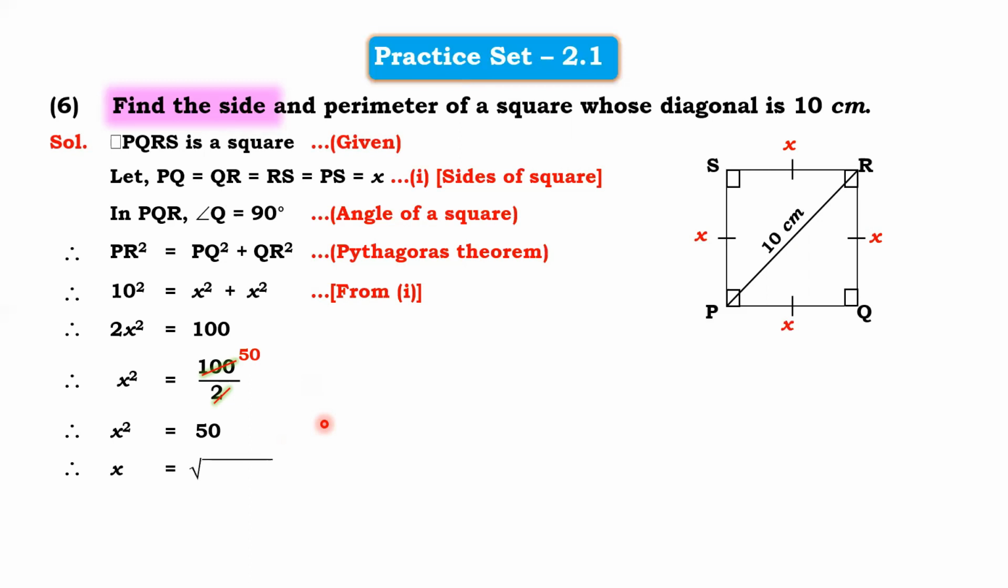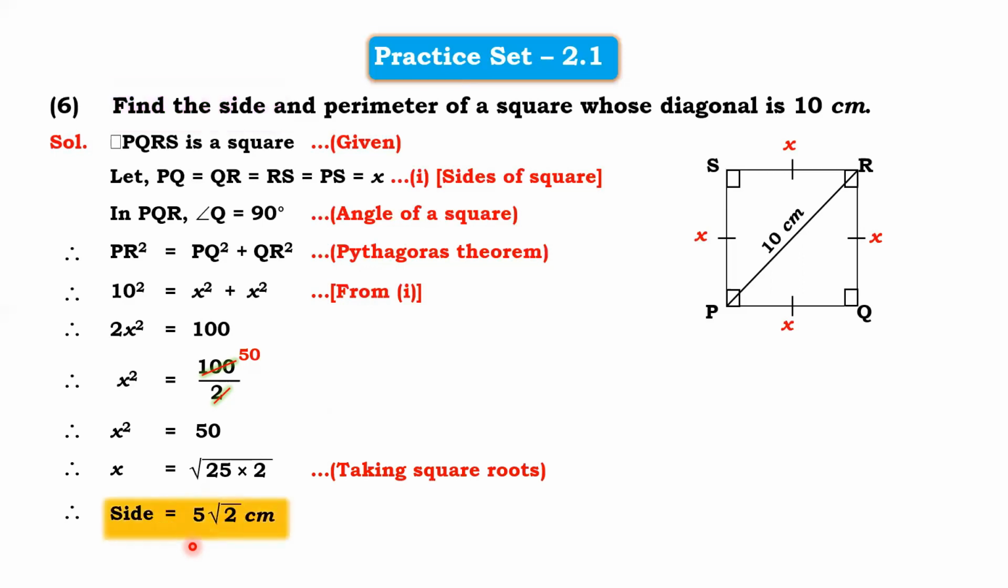Now square root of 50. If you factorize 50, 50 can be factorized as 25 twos are 50, so 25 into 2. Reason, taking square roots. Now here it's very clear, square root of 25 is 5 and square root of 2 will be root 2. So we can say therefore x means side. So we can say therefore side is equal to 5 root 2 centimeter.